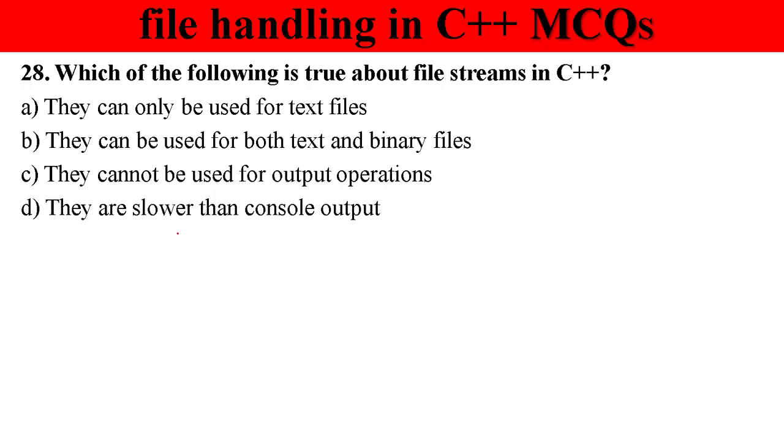Question number 28. Which of the following is true about file streams in C++? A. They can only be used for text files. B. They can be used for both text and binary files. C. They cannot be used for output operation. D. They are slower than the console output. The correct answer is B. File streams can be used for both text and binary files.